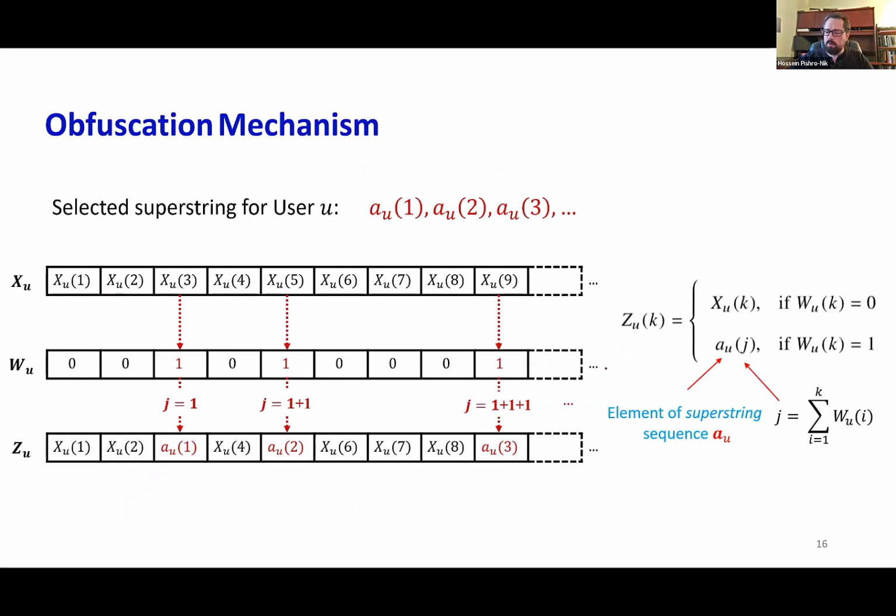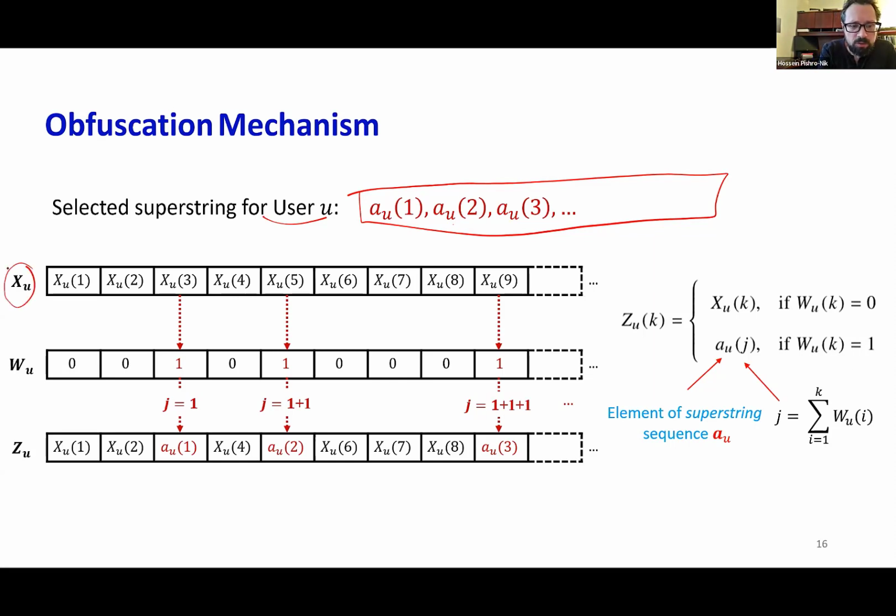Now, how are you going to use this superstring to obfuscate the data? Suppose that I have a mechanism to create a random superstring. Here's what we're going to do. For any user U, we are going to choose a superstring randomly. Let's call it A U of 1, A U of 2, and so on. Now, let's say this is the data of the user: X U of 1, X U of 2, and so on, time 1, time 2, time 3, and so on.